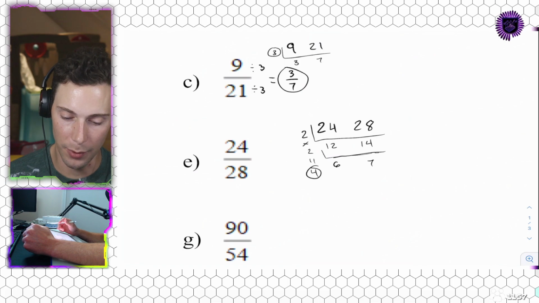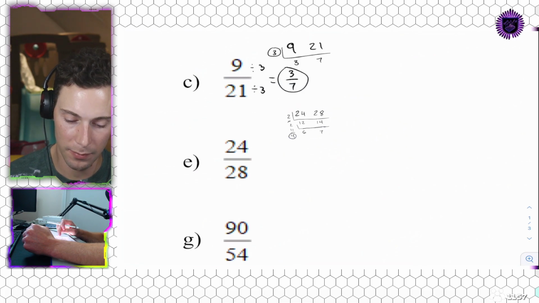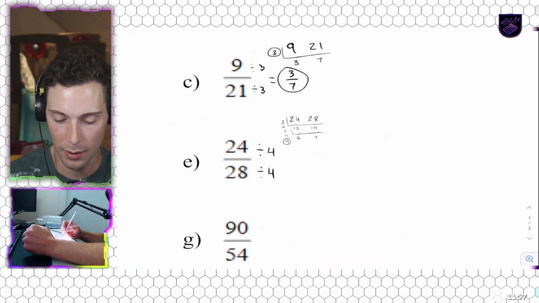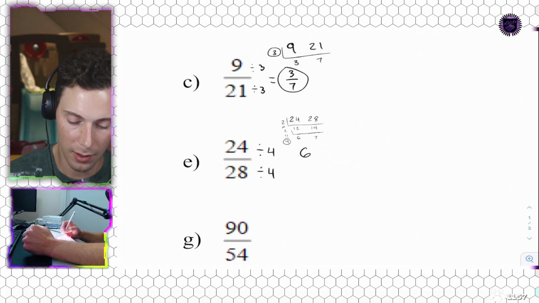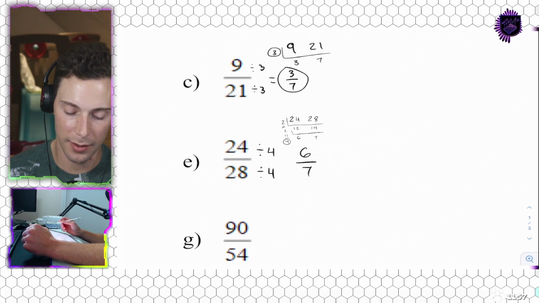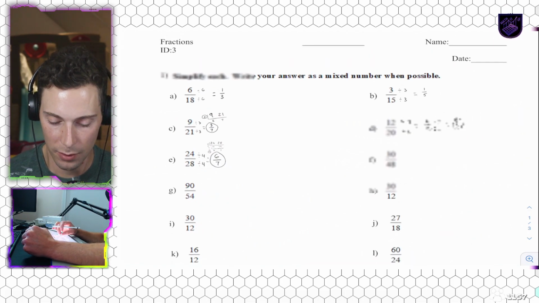So they're both divisible by 4. I'm just going to move this out of the way. So we can divide by 4, divide by 4. And 24 divided by 4 is going to be 6/7. 6/7. And you can't simplify that anymore. Equivalent fraction. Circle our answer.